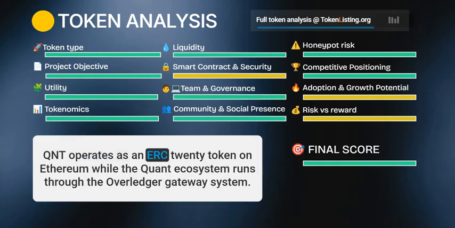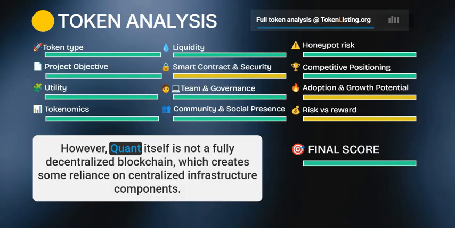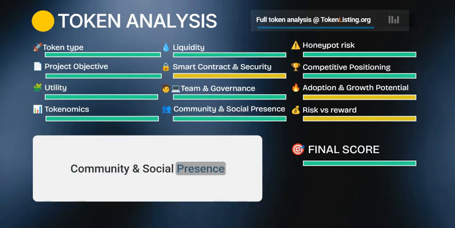QNT operates as an ERC20 token on Ethereum, while the Quant ecosystem runs through the Overledger gateway system. Security depends on Ethereum blockchain security, enterprise gateway architecture. However, Quant itself is not a fully decentralized blockchain, which creates some reliance on centralized infrastructure components.